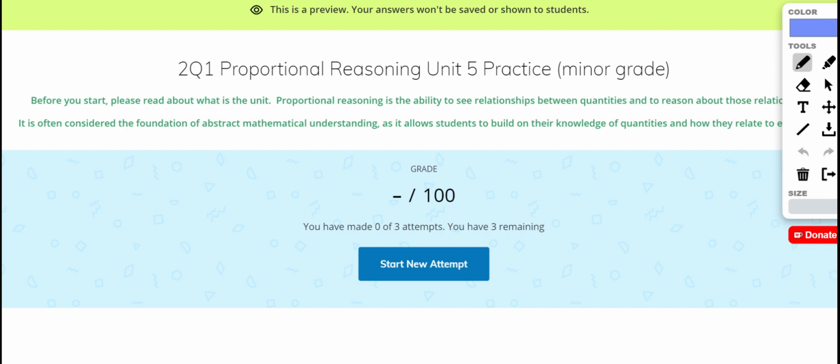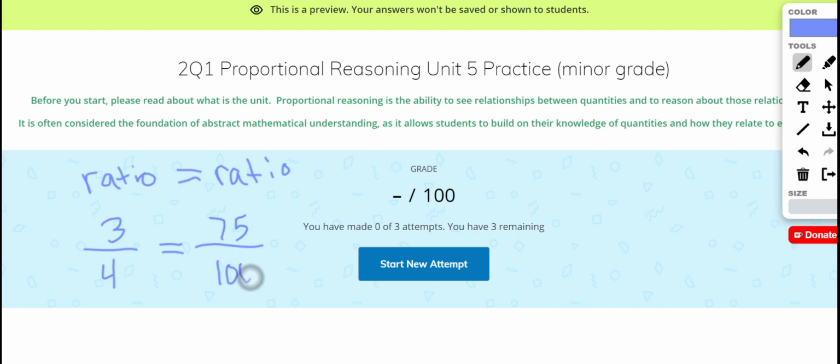So it's important to focus on the proportional relationships within the math in this unit. In unit 5, we utilize a proportional setup, where ratio 1 is equal to ratio 2, and we can represent that as a fraction. For example, 3/4 is a simple ratio. 3 out of 4 is equal to 75 out of 100.